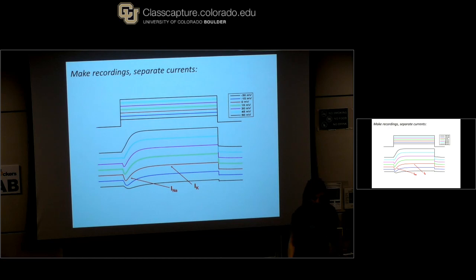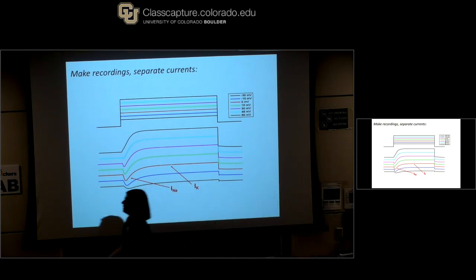So by doing some chemistry and algebra to separate the sodium from the potassium currents, they could eventually get these guys, the conductances.